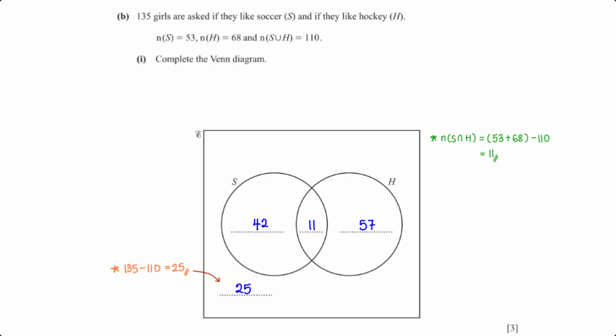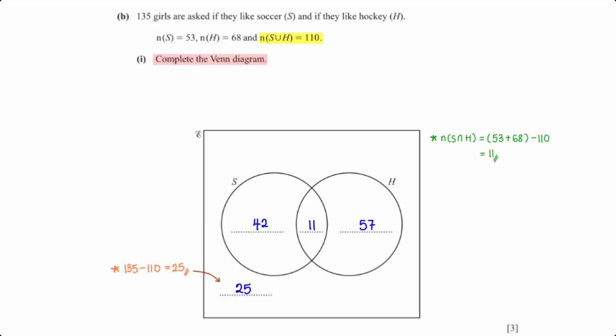135 girls are asked if they like soccer and if they like hockey. Complete the Venn diagram. We've been told that the total number of girls who like soccer and or hockey is 110. So to get the number of girls who like neither soccer nor hockey, we subtract 110 from the total number of girls, which is 135. This gives us 25.